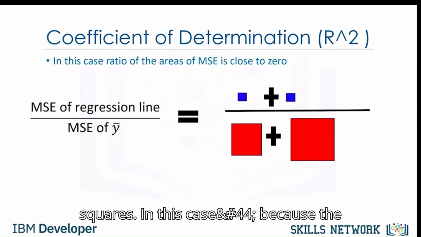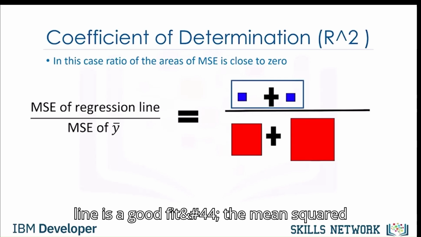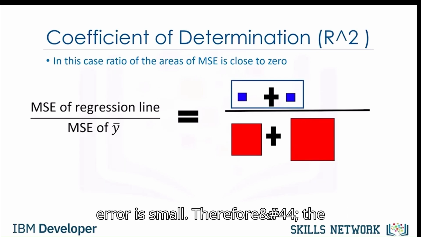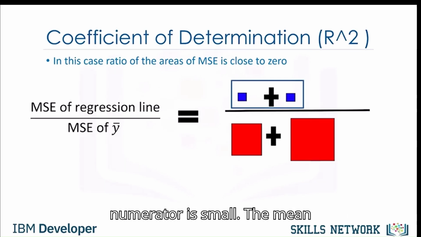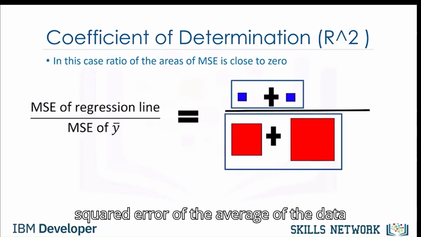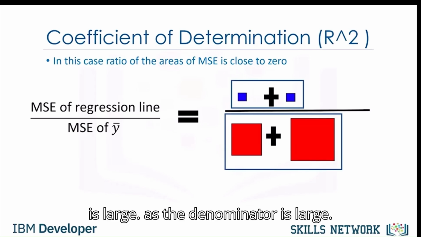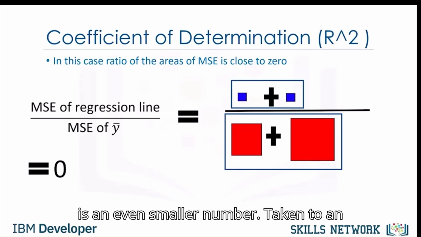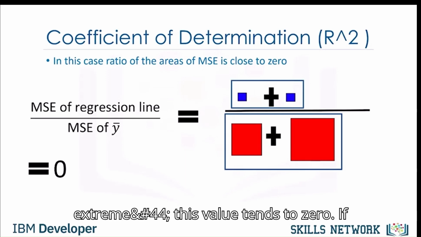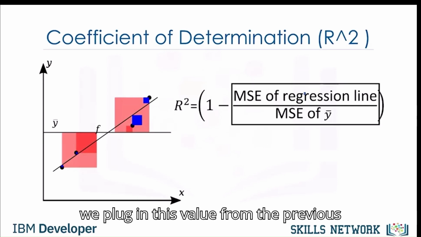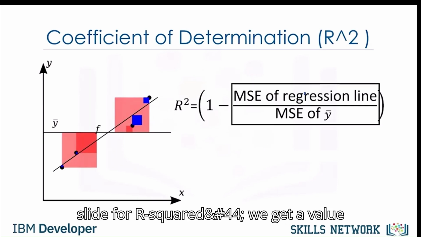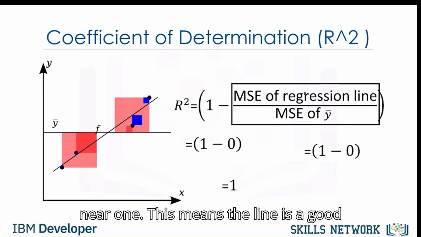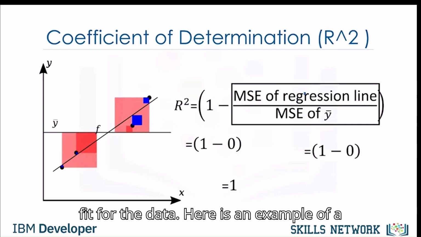In this case, because the line is a good fit, the mean squared error is small. Therefore, the numerator is small. The mean squared error of the average of the data is large, as the denominator is large. A small number divided by a larger number is an even smaller number. Taken to an extreme, this value tends to 0. If we plug in this value from the previous slide for R squared, we get a value near 1. This means the line is a good fit for the data.